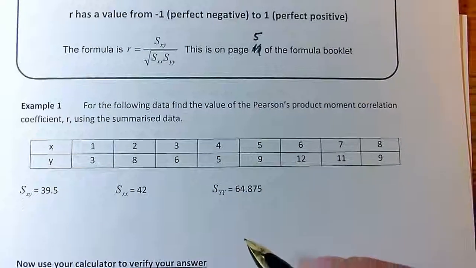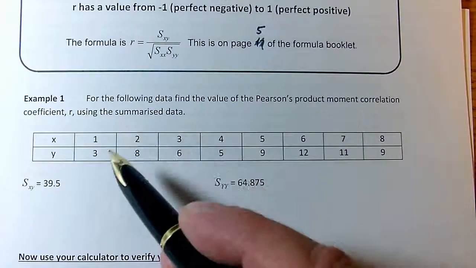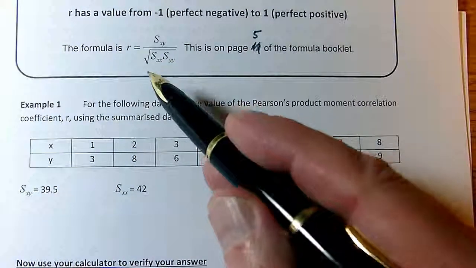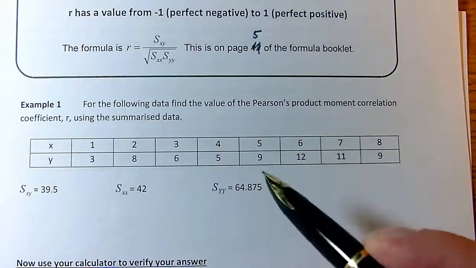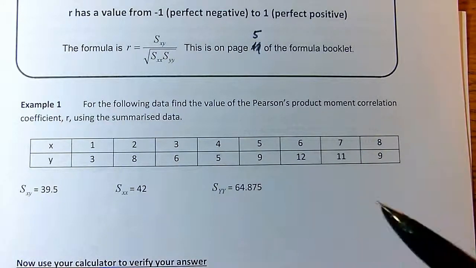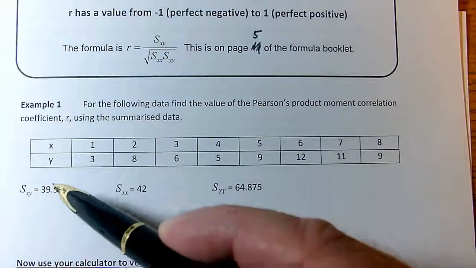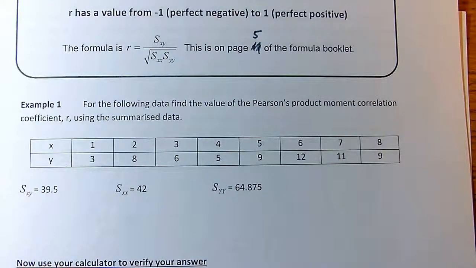Okay, so this example says, here's some data, and here are these things that we need for the formula. Now, if you had this, you'd put the data in your calculator, you'd ignore the other values. Really the formula is only there if you're just given these values. So let's put the data into our calculator.